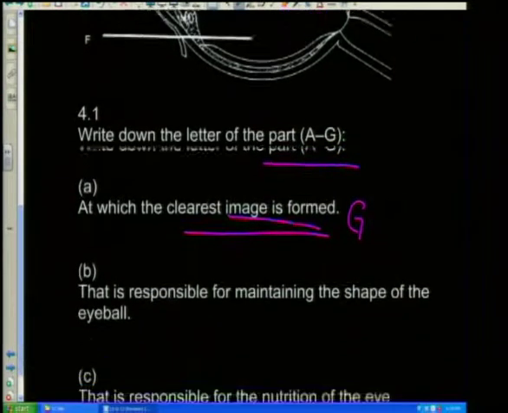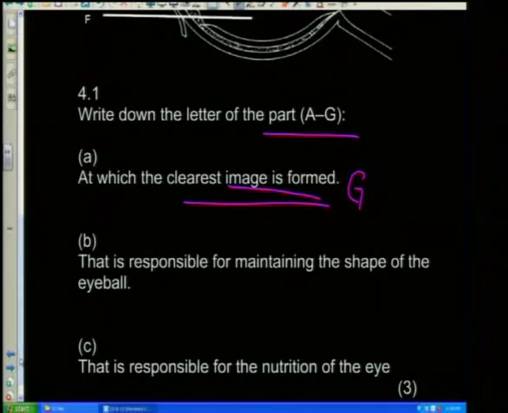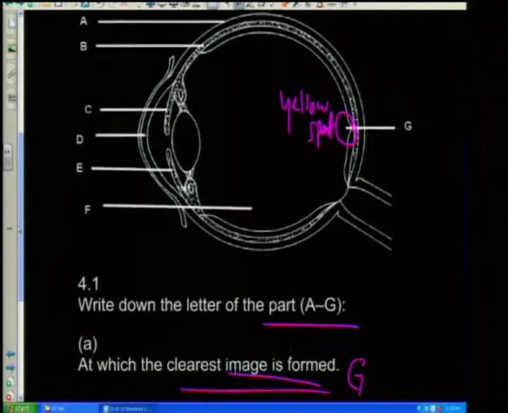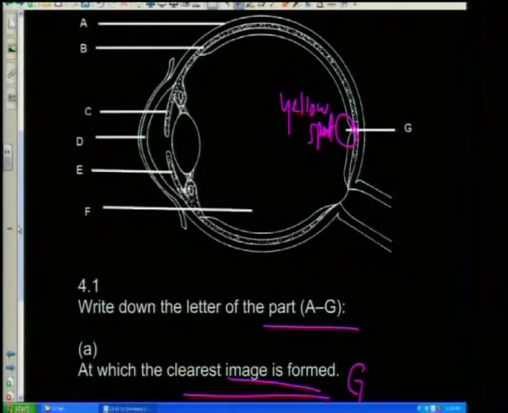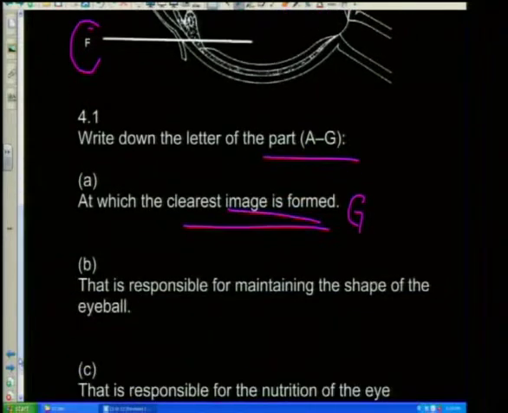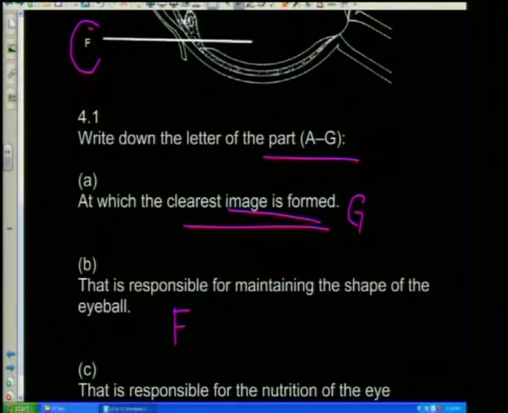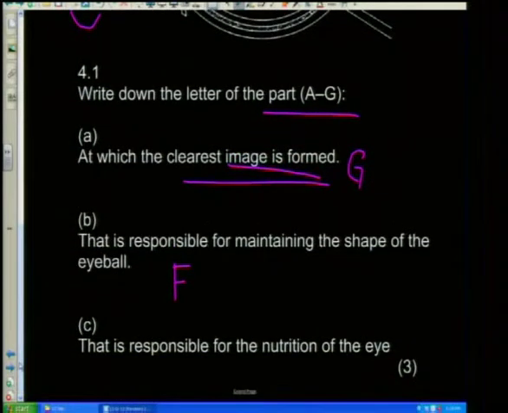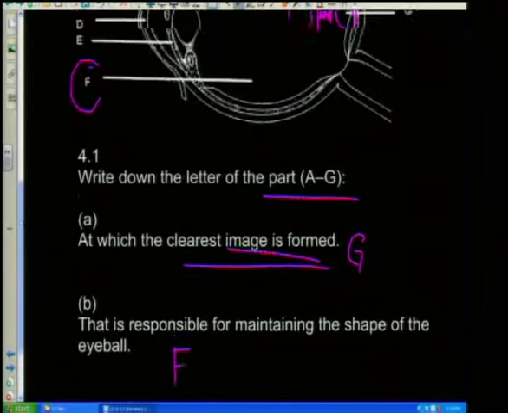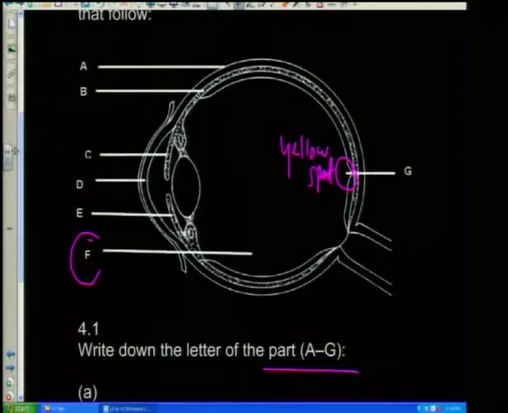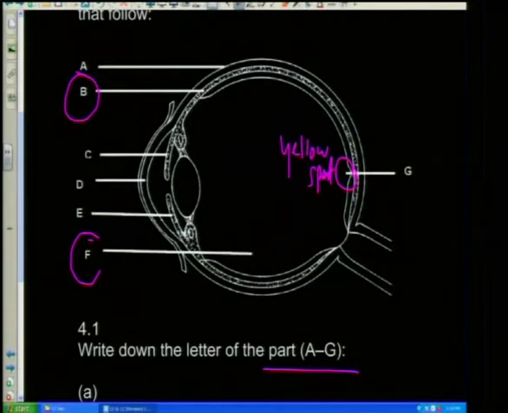Next one says, that is responsible for maintaining the shape of the eyeball. That would be the vitreous humor, F. The next one says that is responsible for nourishing the eye, or for the nutrition of the eye. That would be part B, the choroid.